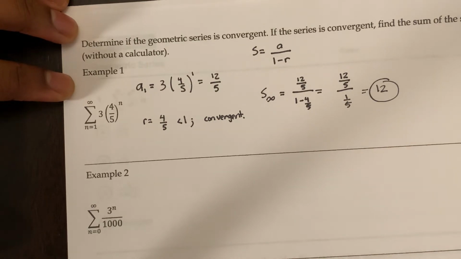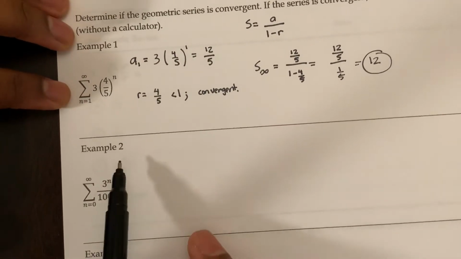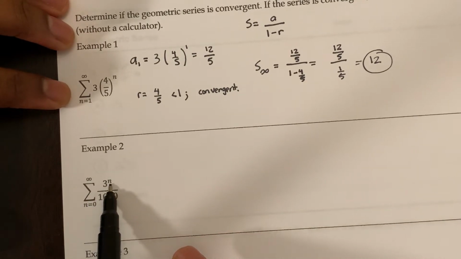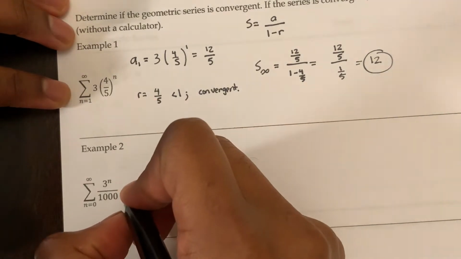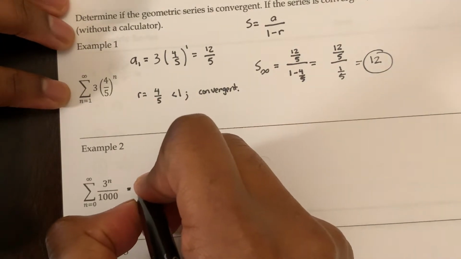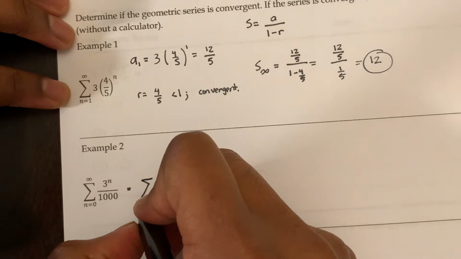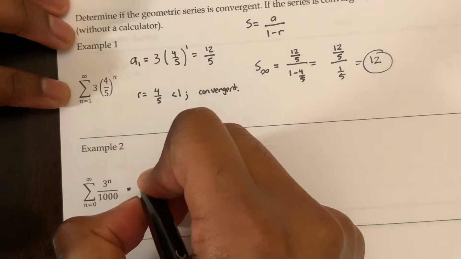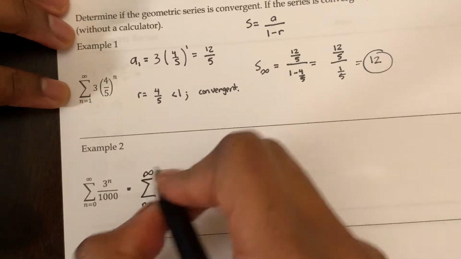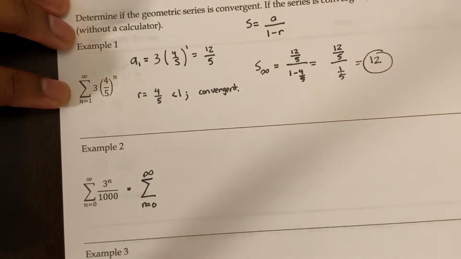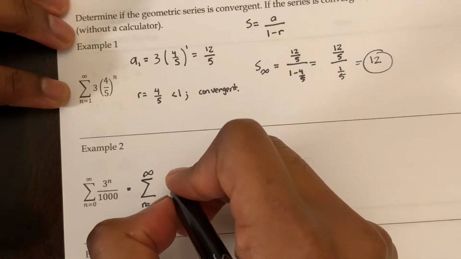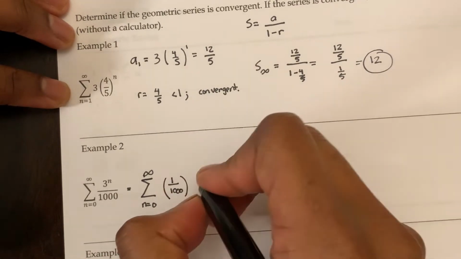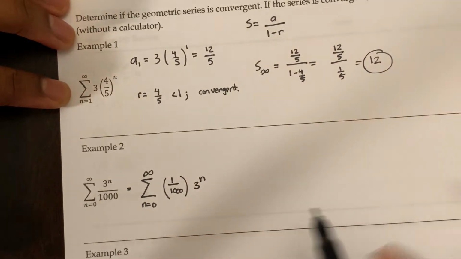For example 2, we have the sum of 3 to the n over 1,000. Now, the first thing I would do is rewrite this so that it's the sum from n equals 0 to infinity. Pay attention to n being 0 in this case. I would separate the n's from the terms that do not have an n. So we'd have 1 over 1,000 times 3 to the n.